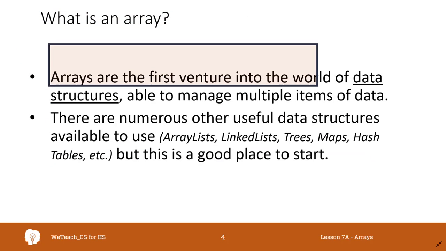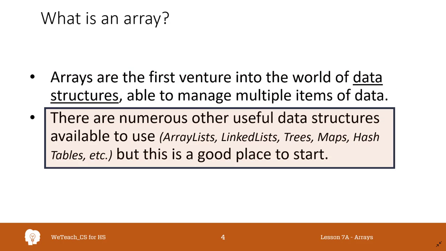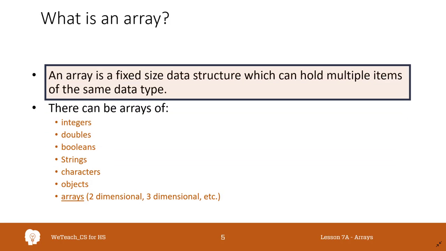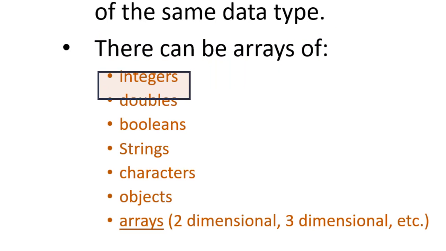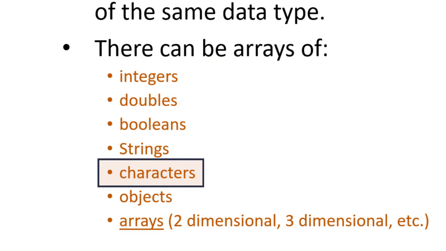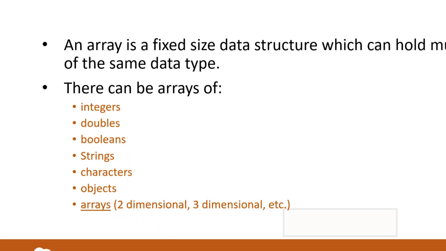What is an array? Arrays are the first venture into the world of data structures, able to manage multiple items of data. There are numerous other useful data structures available to use: array lists, linked lists, trees, maps, hash tables, etc. But this is a good place to start. An array is a fixed-size data structure, which can hold multiple items of the same data type. There can be arrays of integers, doubles, booleans, strings, characters, objects, even other arrays, two-dimensional and three-dimensional.